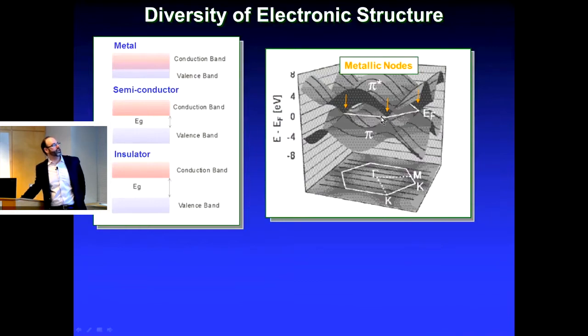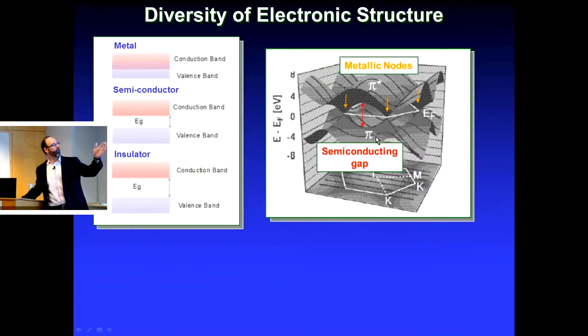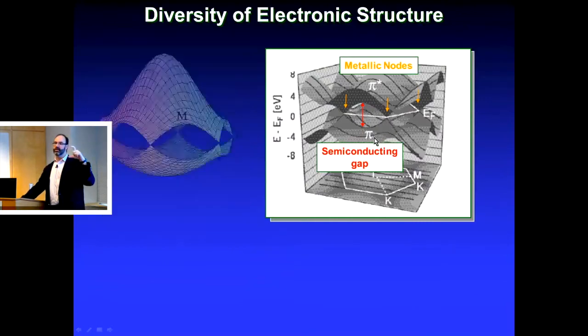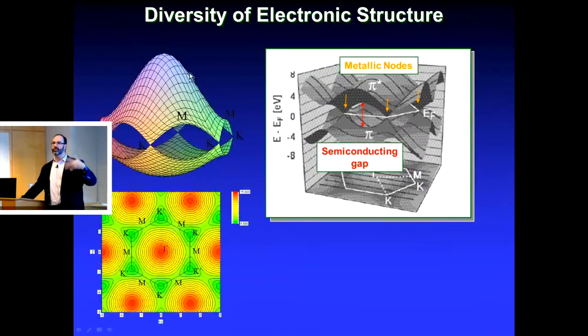So if I look at graphene along these nodes, we call them nodes, I'll call them floppy nodes. If I look at graphene along this critical axis, the conduction band and the valence band touch, so it looks like a metal. And then if I look at it off axis, it has a semiconducting gap. And this unusual feature of graphene is what gives rise to this huge diversity of electronic structure.